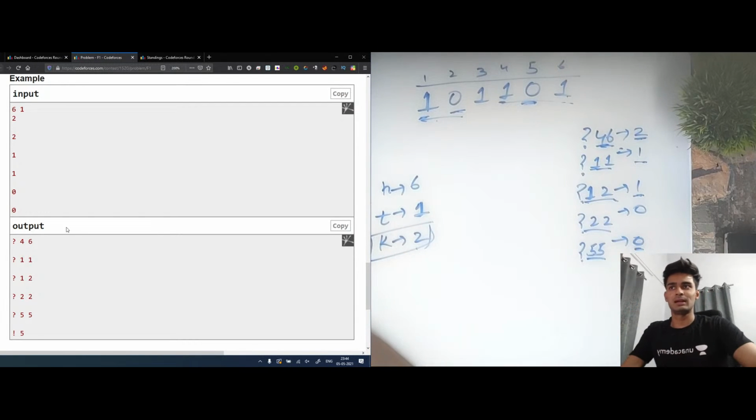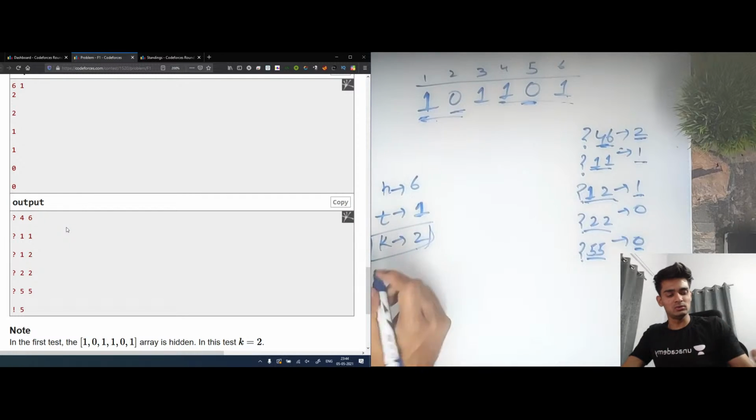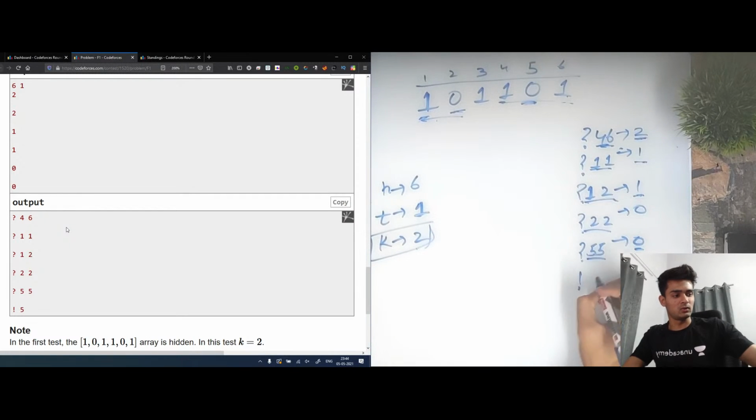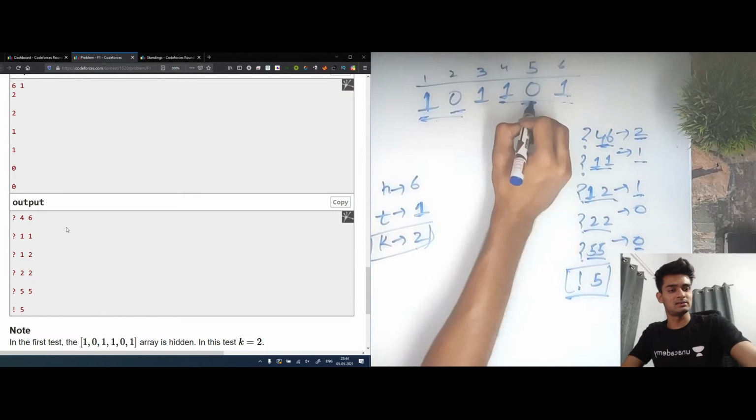This is the input that we have. And now basically we have to find out the index of the kth 0. So in this case, the index is this.